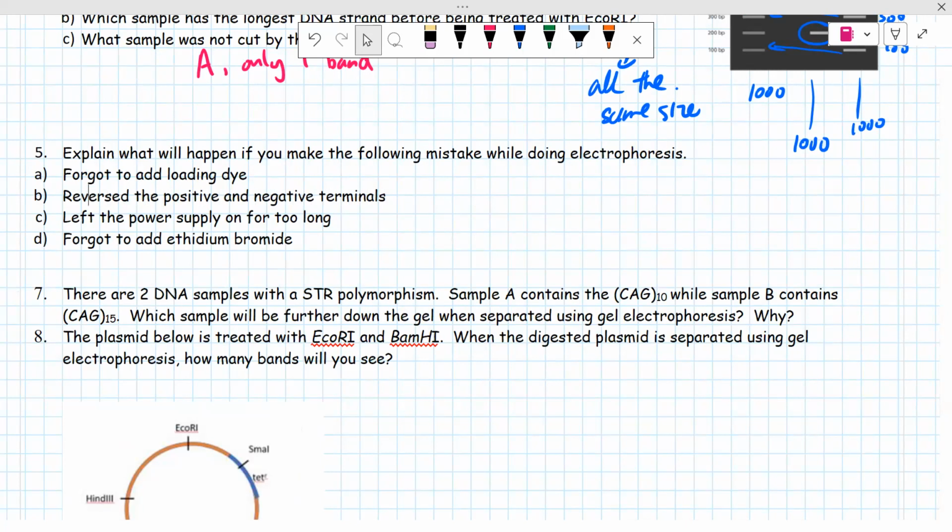So basically, in A, B, and C, you will lose the sample, but in different ways. If you forgot to add ethidium bromide, you cannot visualize the DNA. You cannot see it under UV light. Only the last one can be corrected. For the first three, if you made a mistake, there's nothing you can do to correct it. You've got to restart your experiment. But if you forgot to add ethidium bromide, that's okay. You can just add it and then soak the gel again, and it'll be done.